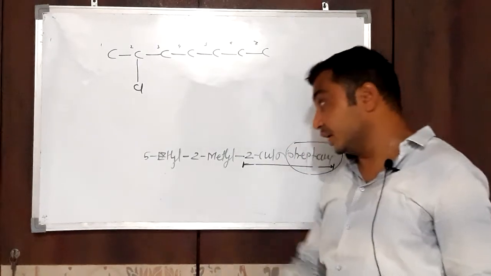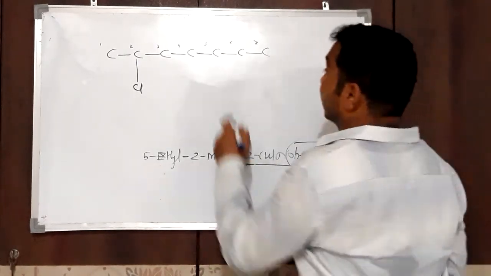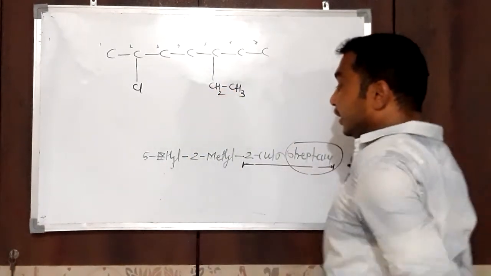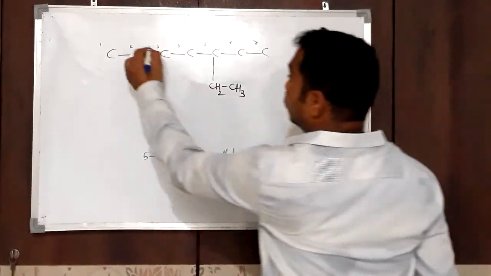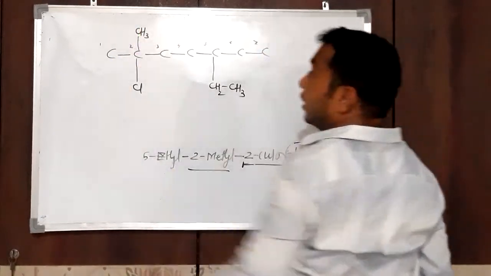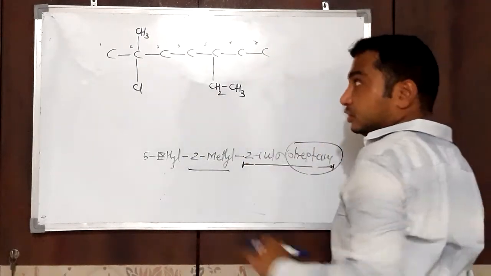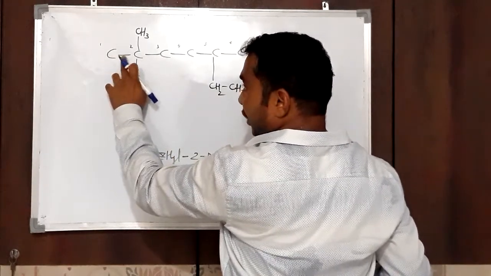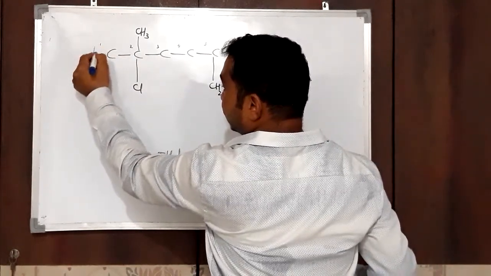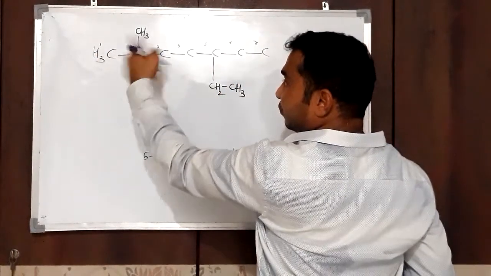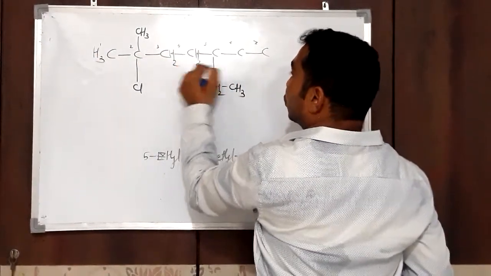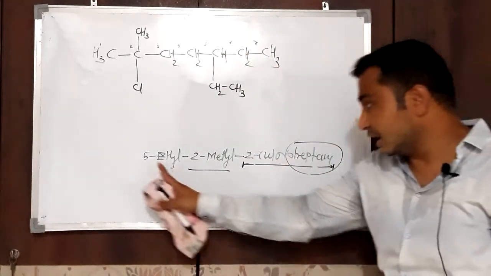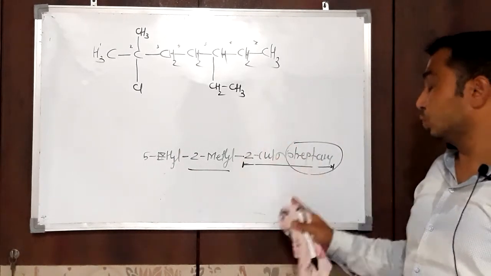Then come to the substituents. 5-ethyl. Where is the 5th carbon? This ethyl. Ethyl means CH2, CH3. Then 2-methyl. Where is 2? 2-methyl means CH3. And then the remaining are hydrogen atoms. Just make up with hydrogen atoms to satisfy the valency of carbon. Here this carbon has 1 bond. How many bonds remaining? 3. So CH3. Here the carbon atom is fulfilled. This is the structure of 5-ethyl 2-methyl 2-chloroheptane.